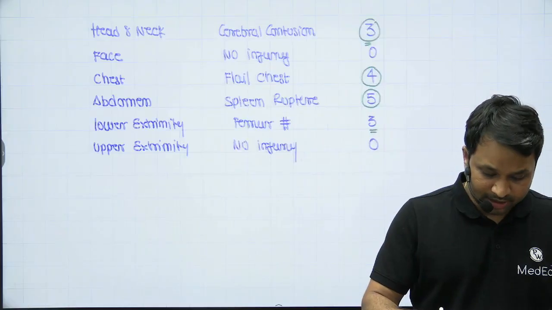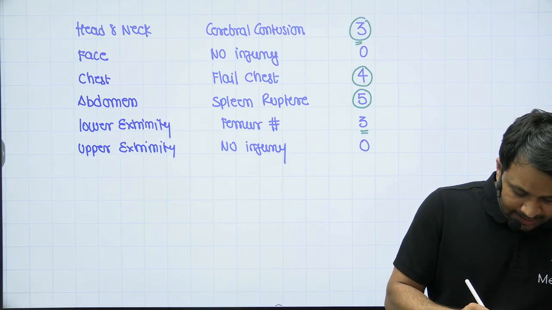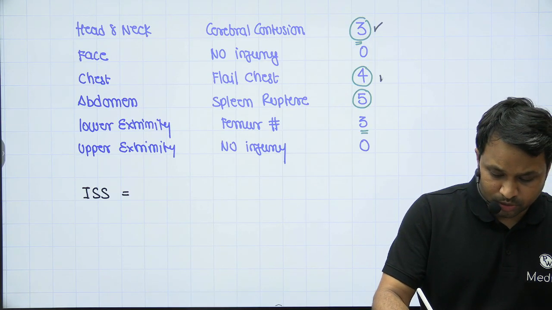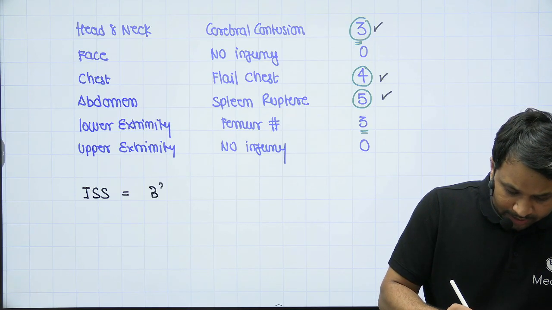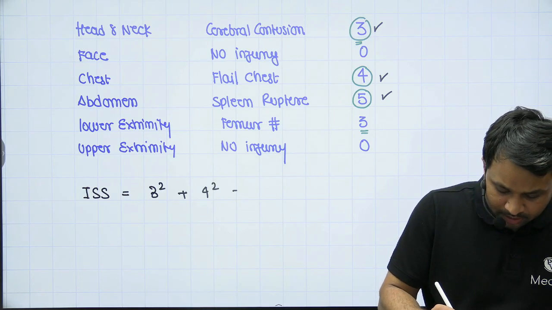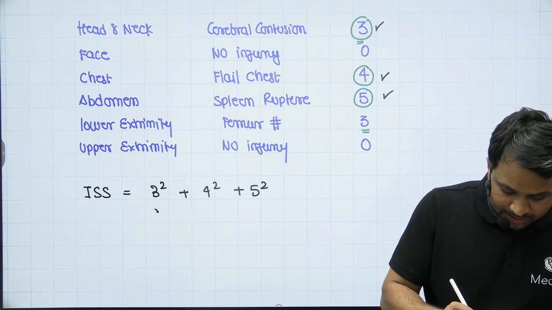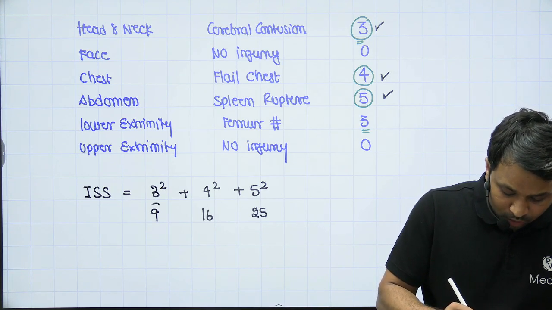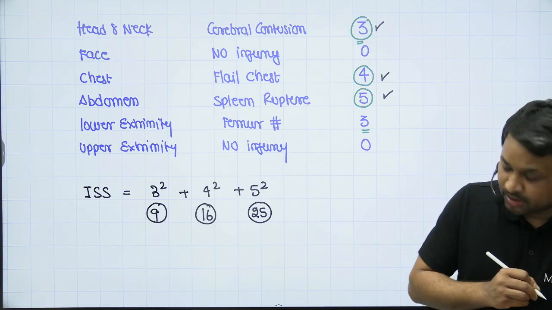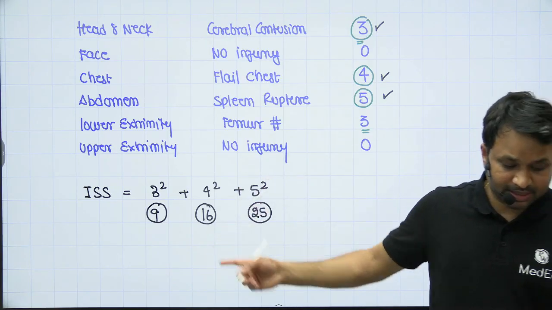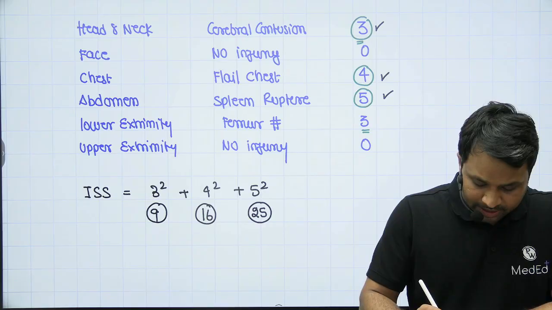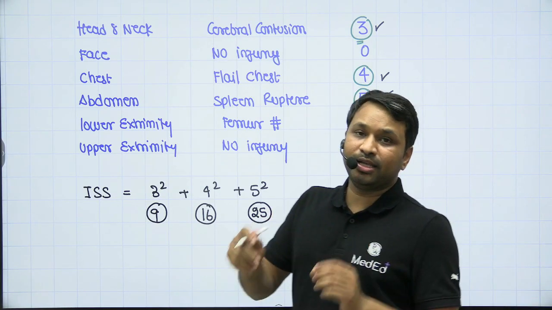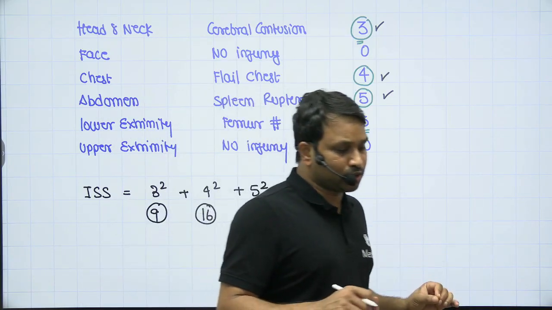So according to this, if you look at the ISS score, it has to be the highest scores 1, 2, 3 squared. So 3 squared plus 4 squared plus 5 squared. 3 squared is 9, 4 squared is 16, and 5 squared is 25. I hope I have not goofed up this, right? So if you add 9 plus 16 plus 25, you will get a total score of 50, right? So this is your injury severity score, a total score of 50.